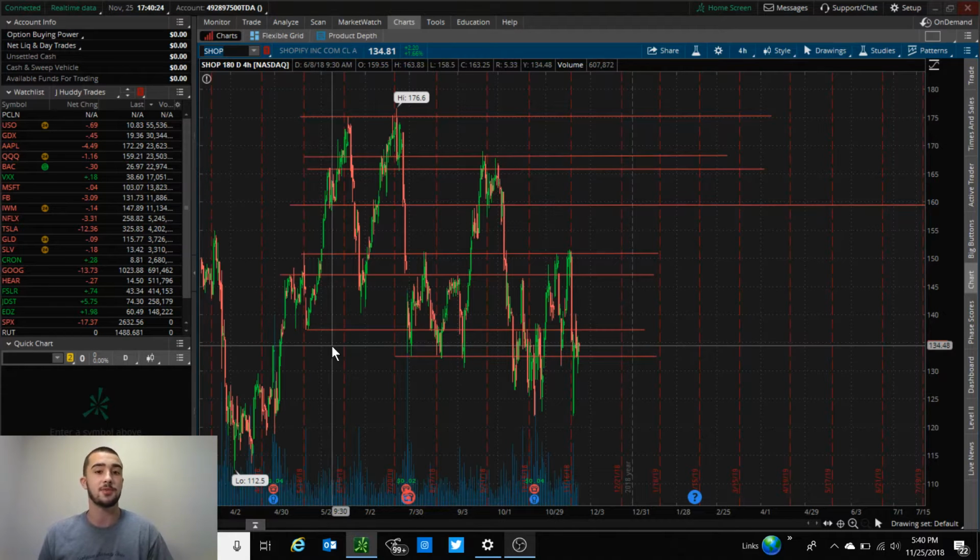Supports are what they sound like. People are like, okay, this price is pretty low, so then they start buying it up. A support, like I said, is what it sounds like. It's going to hold that stock up. It's going to start pushing that price up.